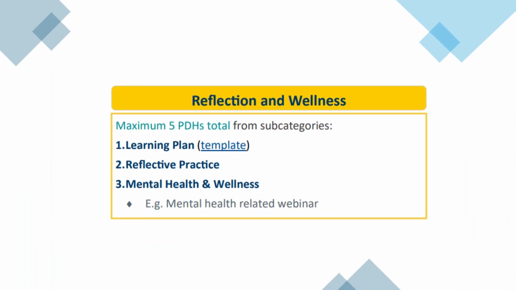Reflection and wellness. Only 5 PDHs can be claimed in this category. A learning plan involves an assessment of one's existing skills and knowledge and an evaluation of what additional educational activities could be undertaken to build their skills and knowledge. An example might include completing the Sci-Fi learning plan template. Reflective practice includes taking the time to review and assess your career, your education, an event or situation. Examples might include reflective journaling or writing a narrative of a tough environmental public health situation. Note, it is not required to provide a copy of the journal or learning plan.